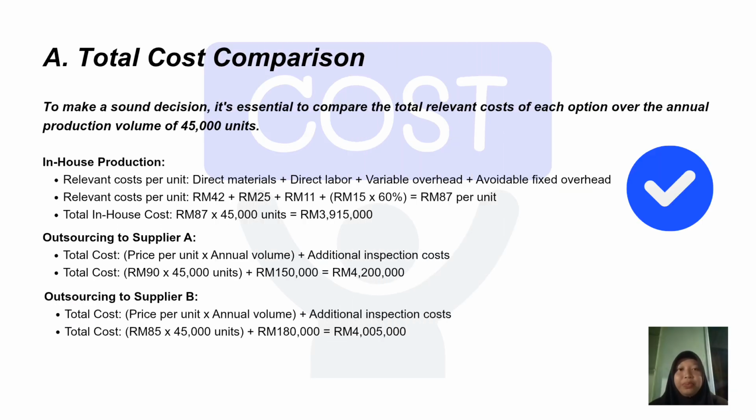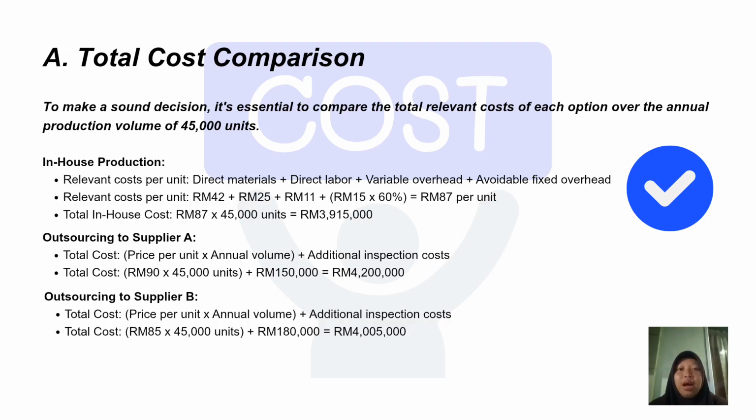For in-house production, we calculate the total relevant cost. The key here is to only include costs that will be eliminated if we outsource, which in this case is 60% of the fixed overhead. The total relevant cost for producing 45,000 units in-house is 3,915,000. For the outsourcing option, we calculate the total cost by adding the purchase price and the annual quality inspection cost.